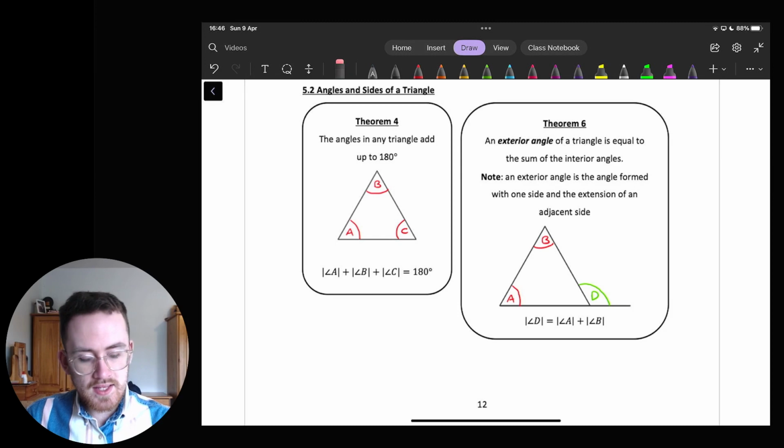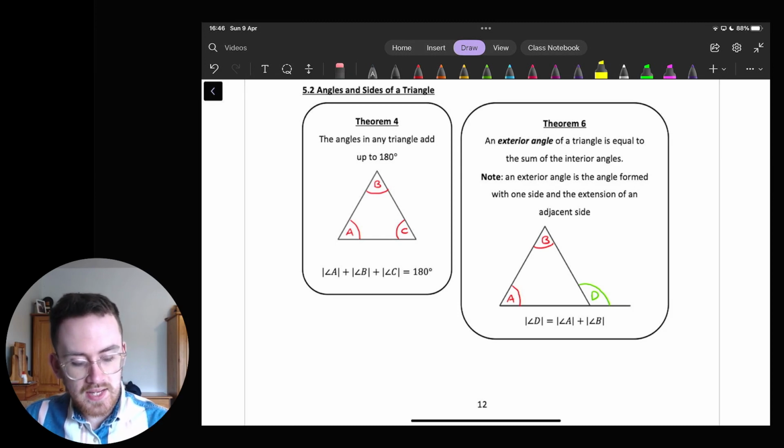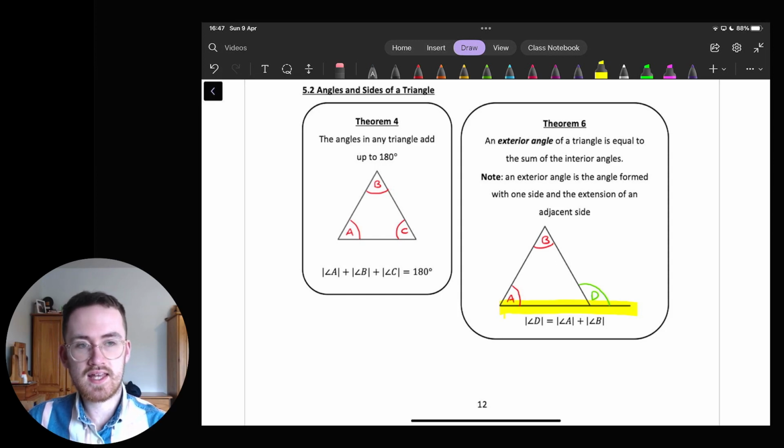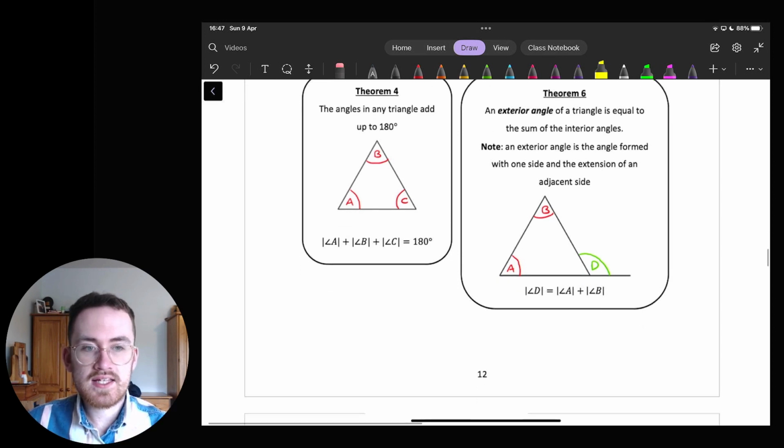The exterior angle is this angle here, this angle D. And it is the angle that is on the same line as the base of the triangle. So you can see we have that straight line. It's as if we extend that straight line out further. And that angle D will be the same as A plus B. The exterior angle, as it says, is the extension of one side. So it's when we extend one side out a little bit further, and then we make that angle with the triangle. So you have to be careful that that exterior angle is definitely on a straight line with the side of the triangle that you're looking at.